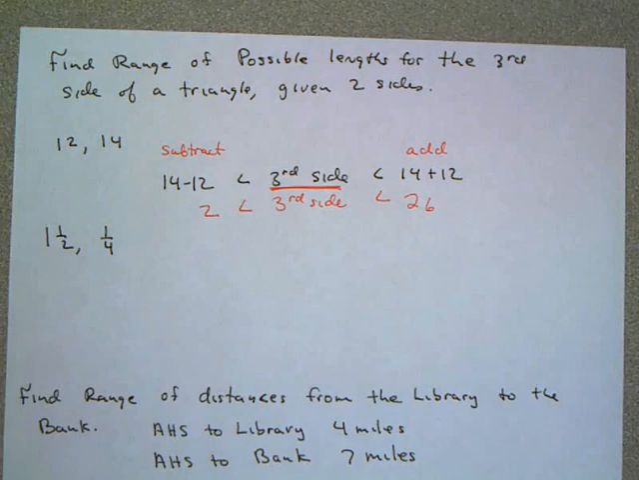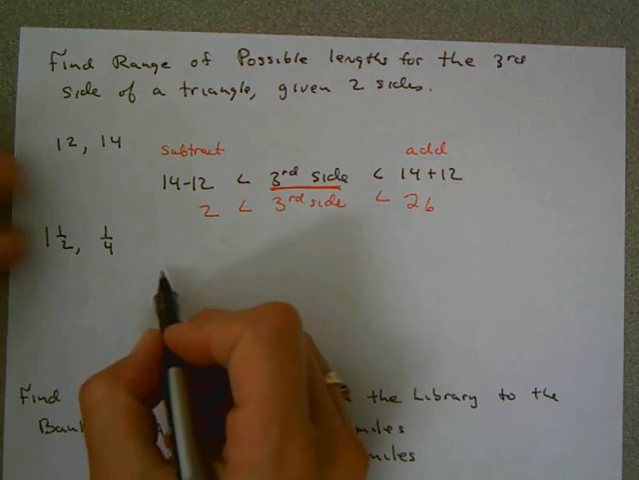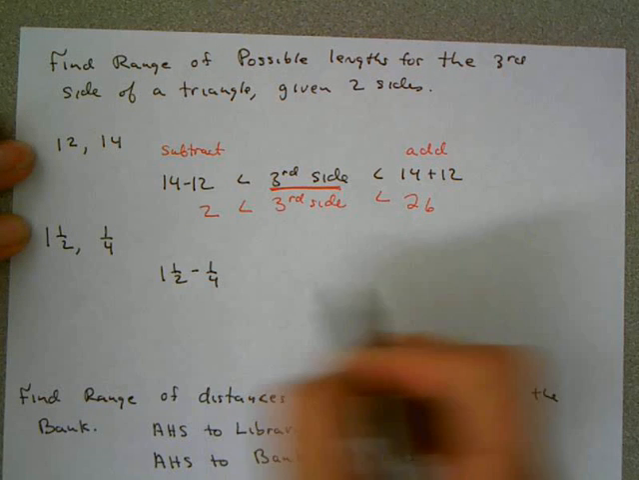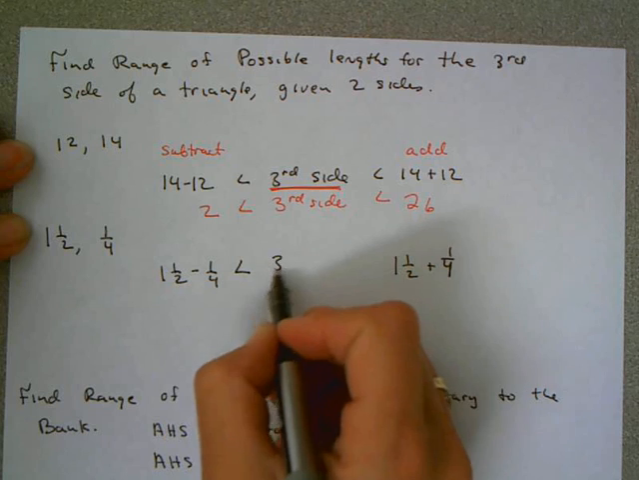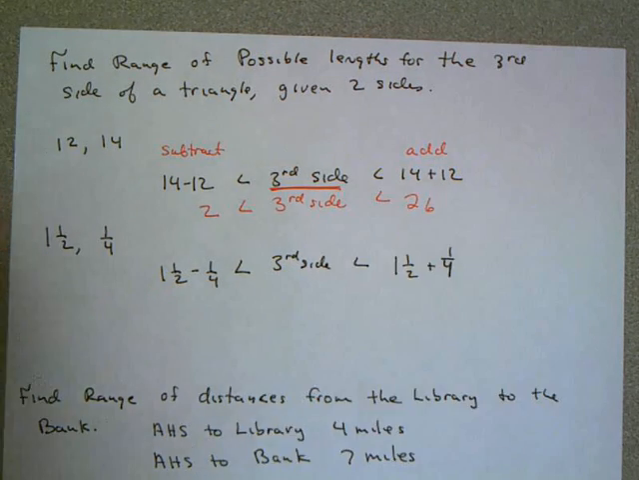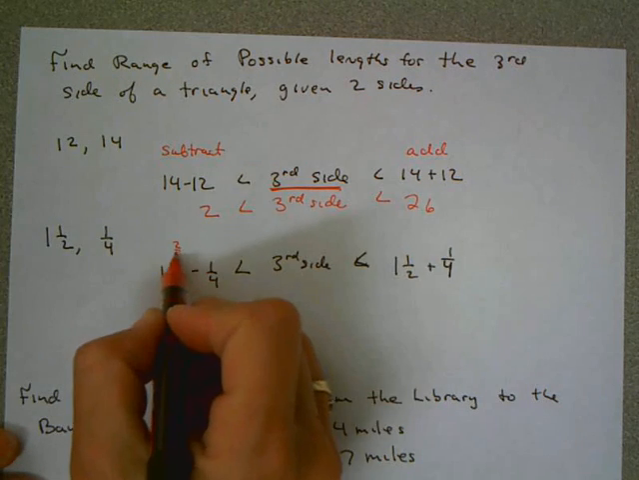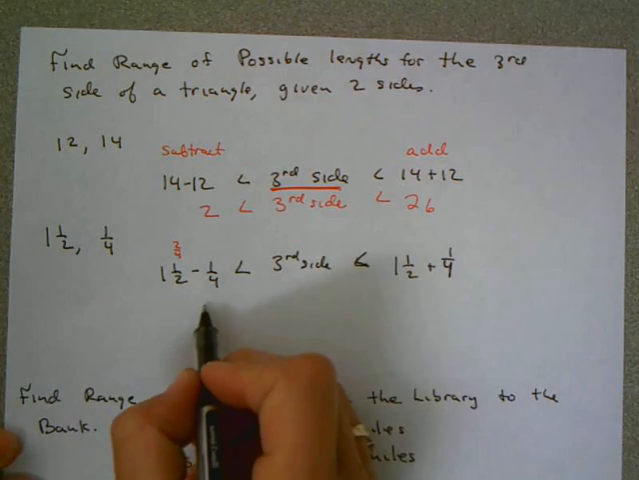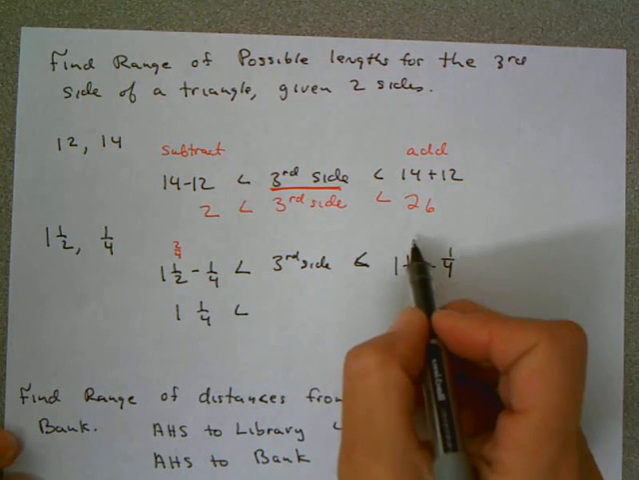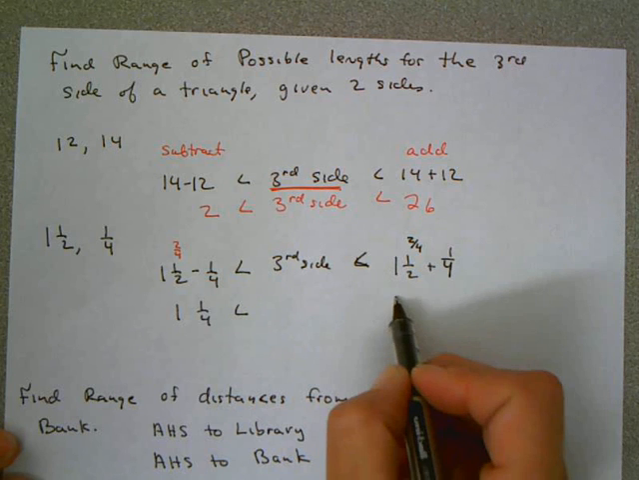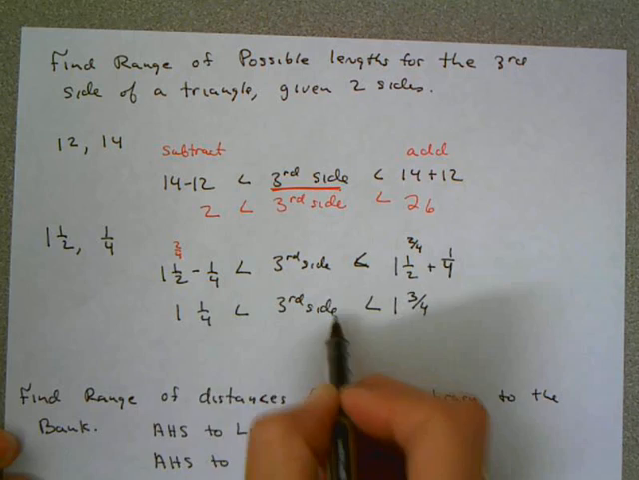See it again. If I add 1 1/2 minus 1/4, 1 1/2 plus 1/4, I know my third side has to be between them. So 1 1/2, well, I know 1/2 is the same as 2/4. So 2/4 minus 1/4 is 1/4, so I got 1 and 1/4 here. And 1 1/2 plus 1/4, well, again, I know this is 2/4, so that's 1 and 3/4 here. And my third side has to be between 1 1/4 and 1 3/4. So that's all you have to do.